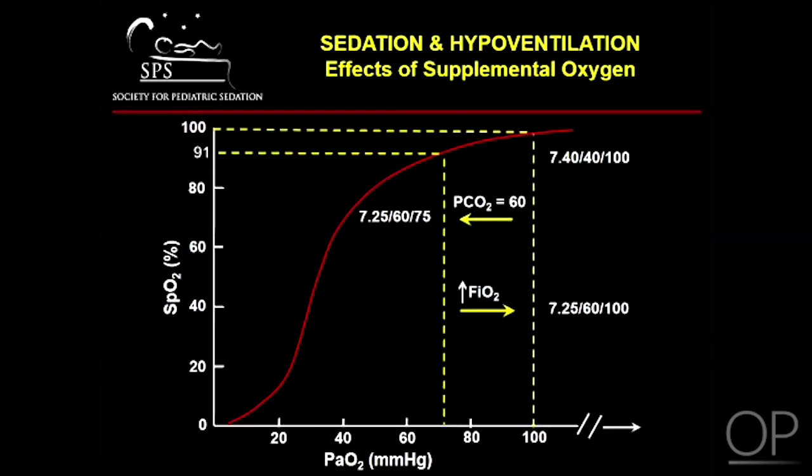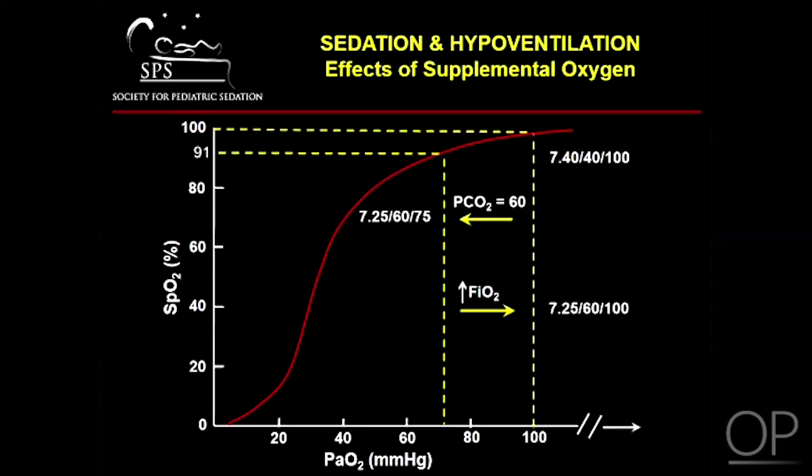oxygen. Under normal conditions, oxygen saturations and oxygen partial pressure are close to 100, with correspondingly normal ventilation, as represented by an arterial partial pressure of carbon dioxide of 40 millimeters of mercury and a pH of 7.4. When sedated, however, the arterial partial pressure of carbon dioxide rises and the arterial partial pressure of oxygen drops due to diminished ventilatory response, causing the patient's location on the curve to shift leftward, as represented by the pH of 7.25, arterial partial pressure of carbon dioxide of 60 millimeters of mercury, and arterial partial pressure of oxygen of 70 millimeters of mercury, with 91% saturation.